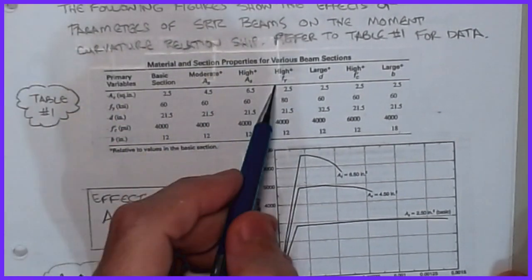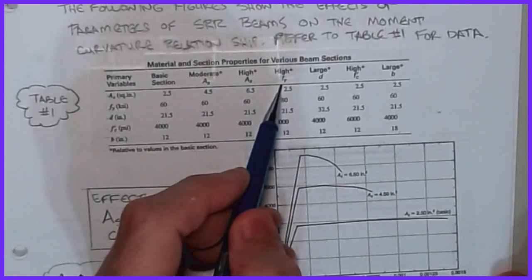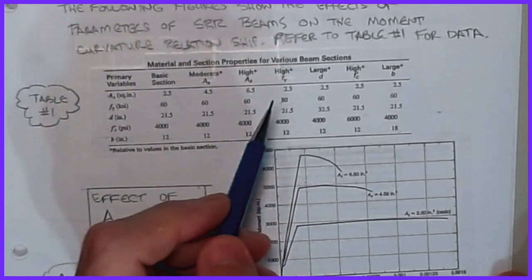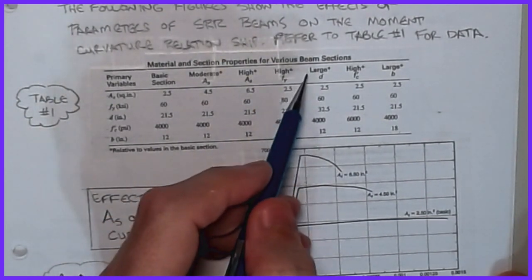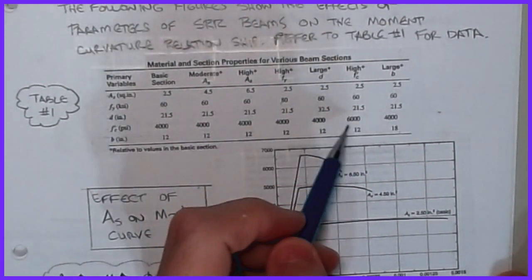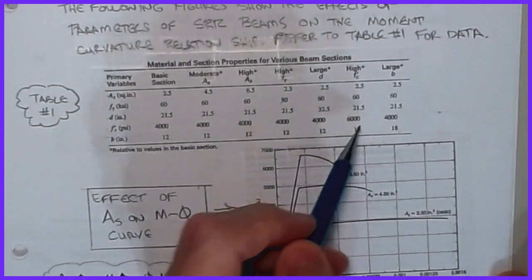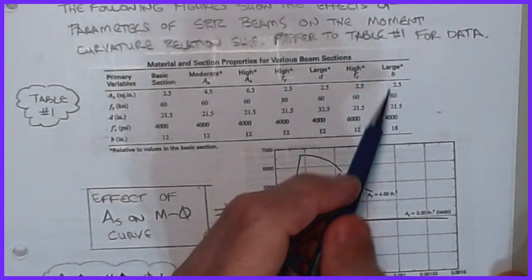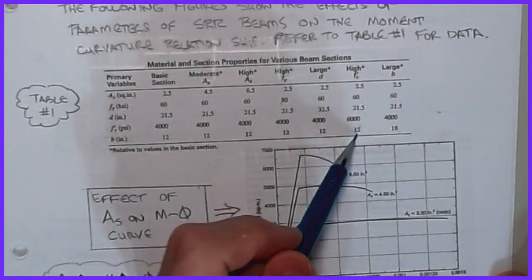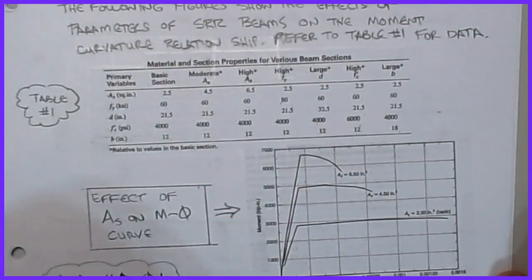Okay, and then another case that we'll look at is we go to a high Fy value, in which I go to 80 KSI, go to a larger D, in this case, that goes to 32.5. We go to a higher F prime C, so instead of 4,000, it goes to 6,000. But you'll notice we're only changing one parameter at a time as all it goes. And then we'll look at what happens with a large B when I go from 12 to 18, and we'll see kind of what happens on that.